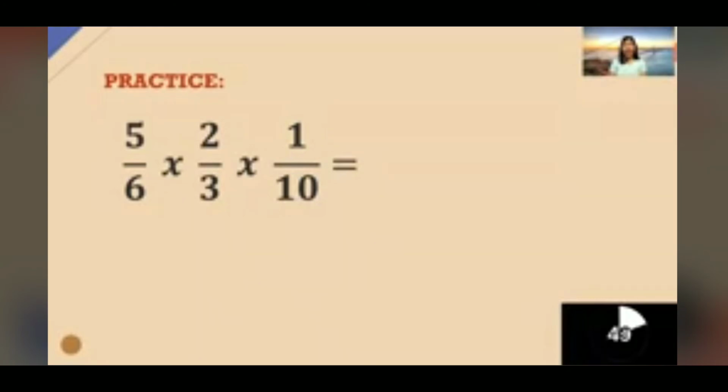Kahit na tatlo sila, anything above, pwede i-cancel sa anything below. 30 seconds.